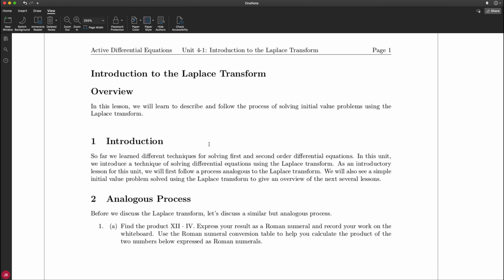Hello class. In this video we're going to cover Unit 4-1 where we introduce the Laplace transform.